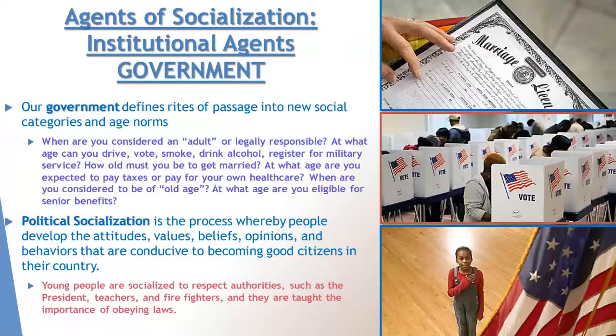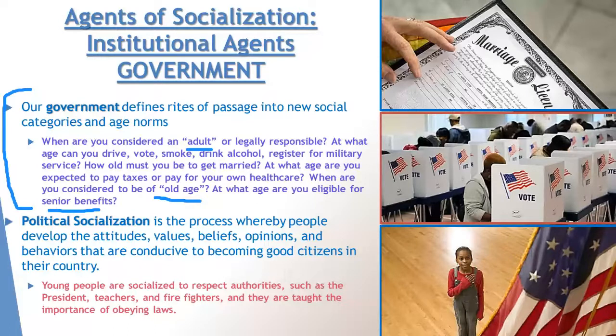Our government really socializes us into age norms, rites of passage into new social categories based on how old we are. So, at what age are you considered an adult by the government or legally responsible? What age can you drink? Can you vote? Can you smoke? Can you drive? Can you register for military service? How old do you have to be to get married? At what age are you expected to pay taxes or pay for your health care? When are you old? When are you considered of old age? And when do you get your senior benefits? So all of these questions, our government answers for us.